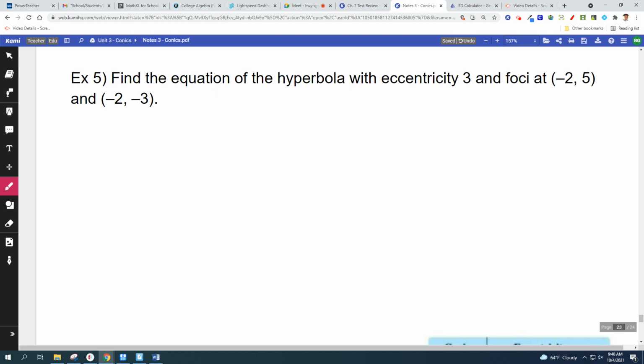Number 5, this last one. Find the equation of the hyperbola with eccentricity 3 and foci at (-2, 5) and (-2, -3). All right, so we have to find the equation. We're going kind of backwards here. I think it's kind of tough to do this without drawing a picture.